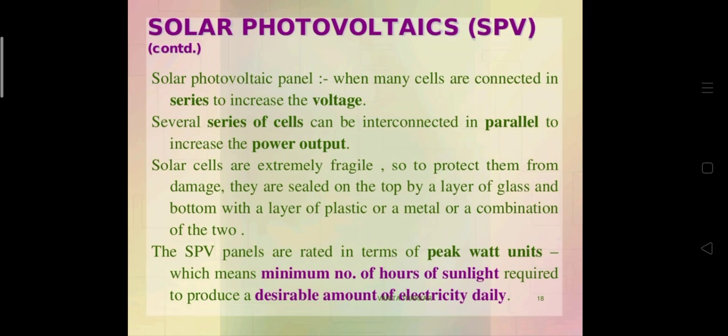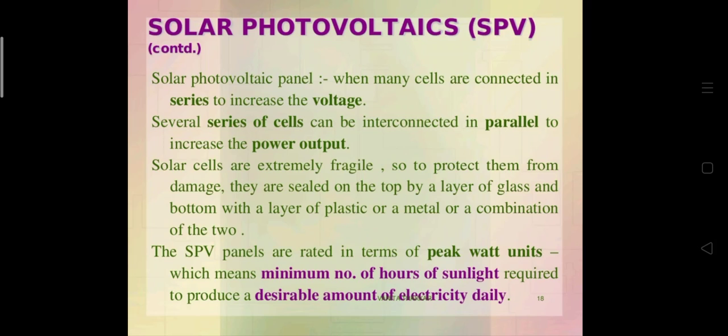Several series of cells can be interconnected in parallel to increase the power output. These several series of cells, these panels, are connected in parallel. These solar panels are interconnected in parallel to increase the power output.